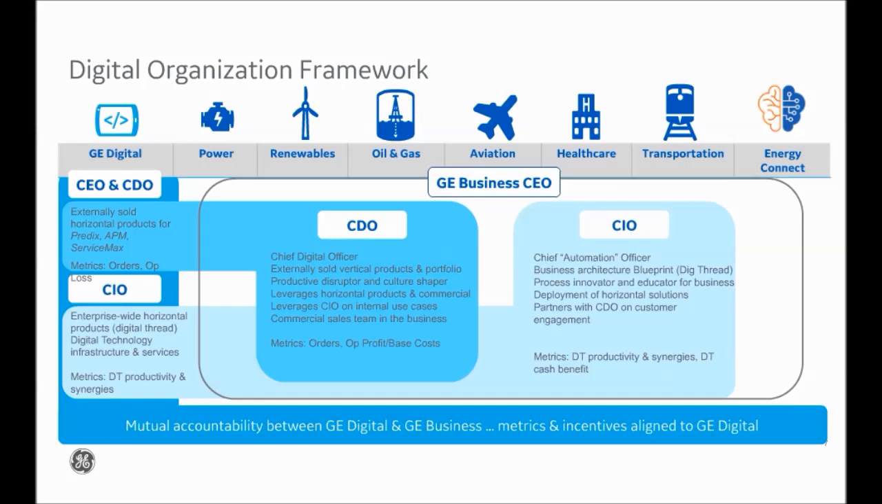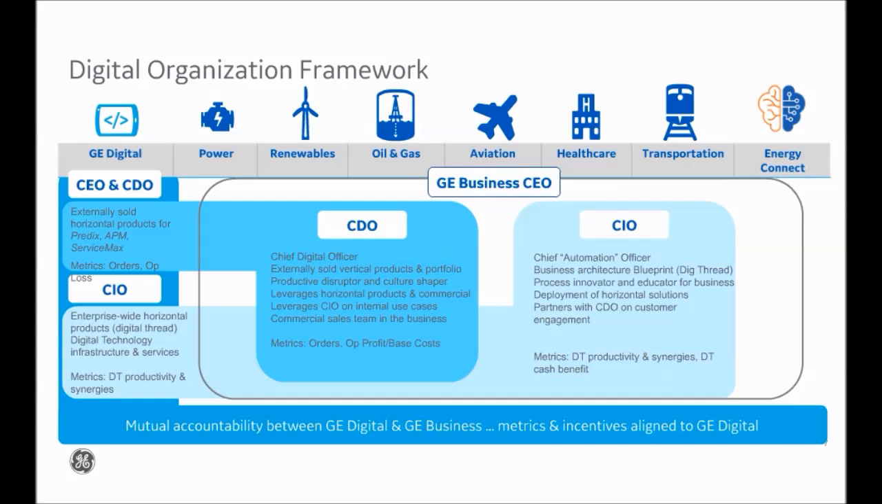And what you will see here across the top is GE Digital and then all of our industrial business segments. We have a CEO and Chief Digital Officer of GE Digital, which is Bill Rue. And really the focus of GE Digital is to build and sell horizontal products such as Predix, Asset Performance Management, and ServiceMax. And you can see the metrics are orders and operating loss, typical of any tech company.